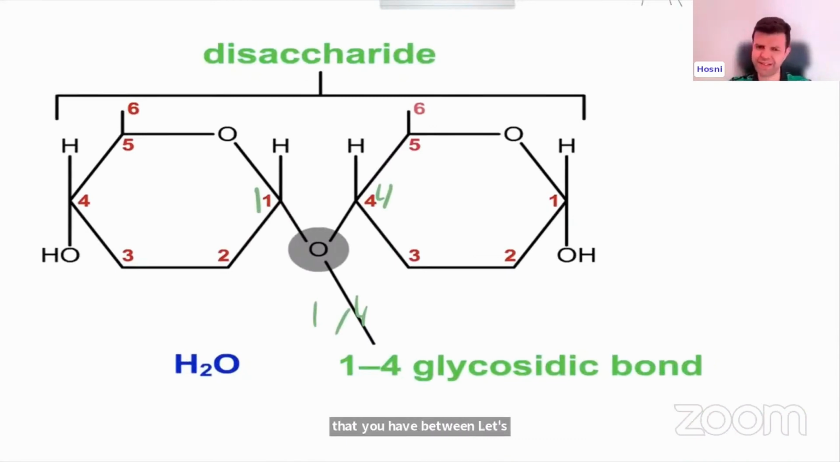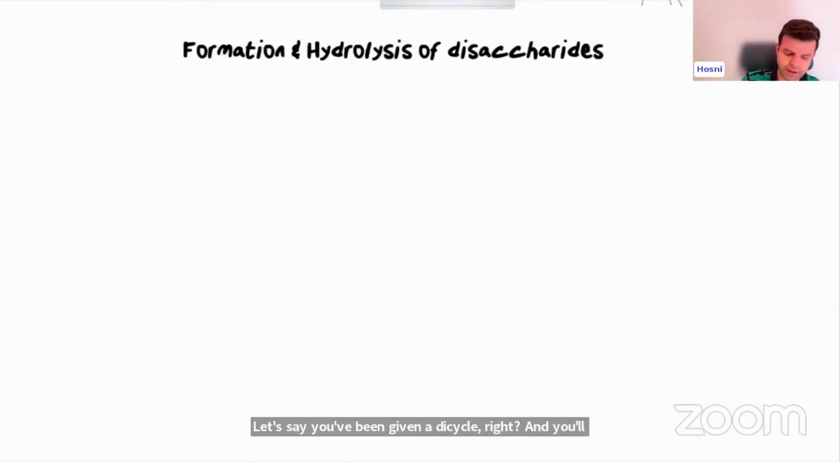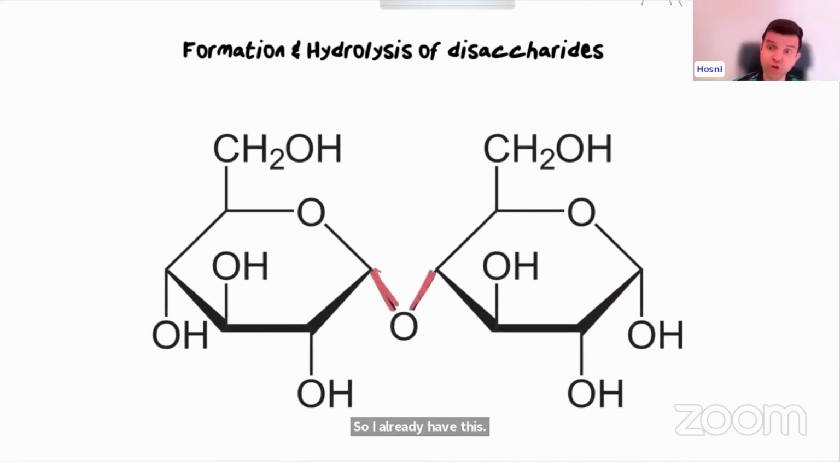Let's try to do the opposite. Let's say you've been given a disaccharide and you're asked to separate them. Okay? So here I have a disaccharide, and my task this time is to do hydrolysis. I already have this glycosidic bond here. I want to break it. How do I break it? Again, my aim is to add water.